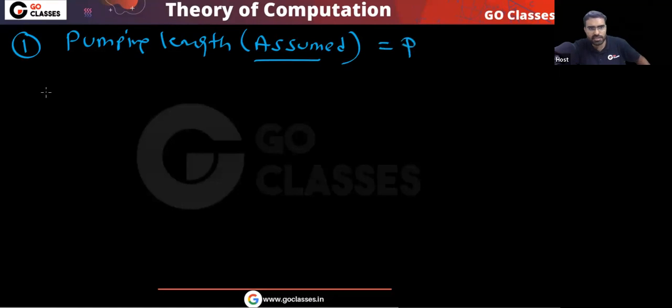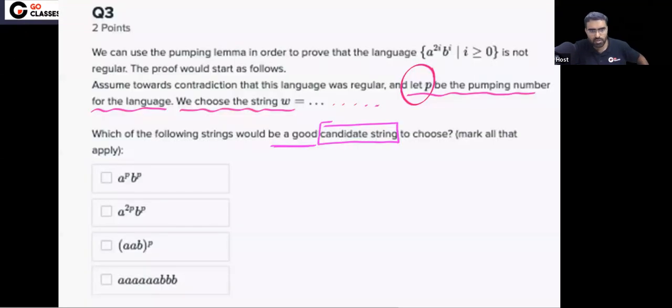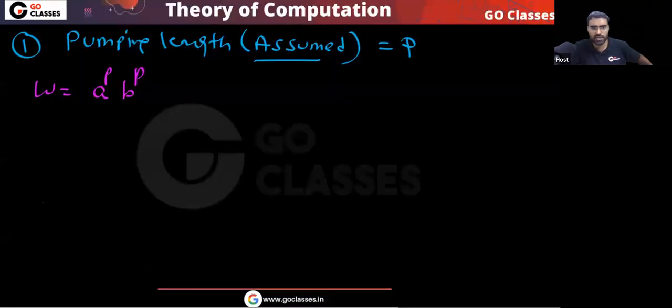Now let's check. Will this string pump or not? A power P, B power P. Will this string help you or not? First of all, does this string have the authority to help you?